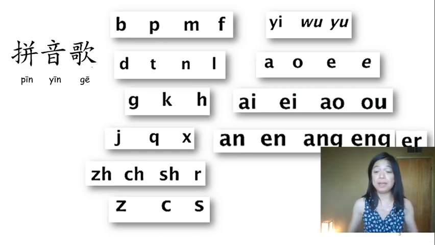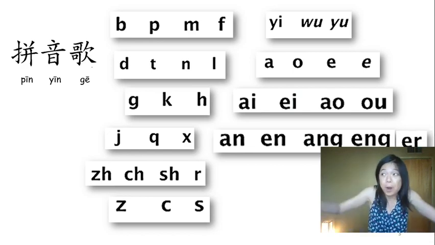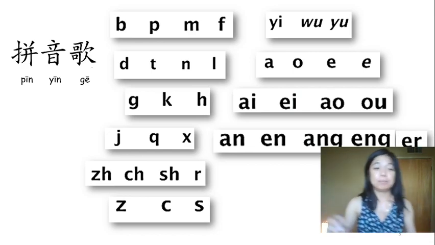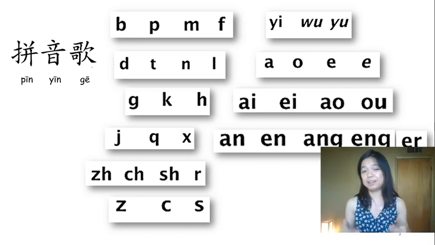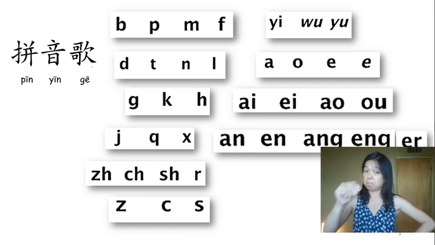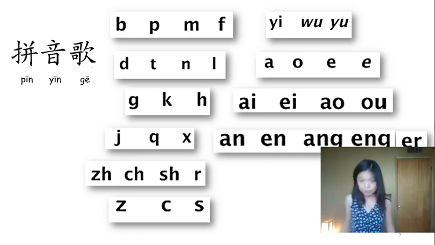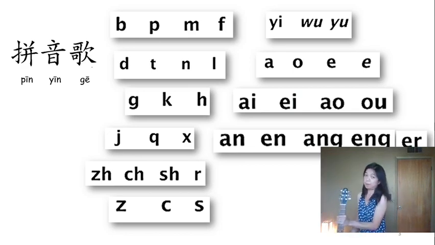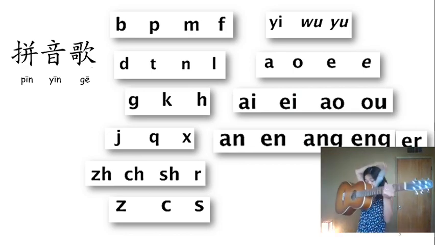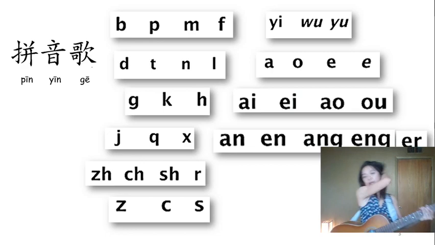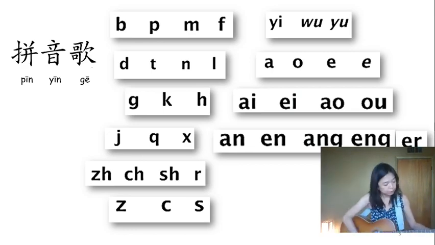我们来唱拼音歌。So now practice, and you can sing along. So let's try it again. B, P, M, F. Let's do it. Ready? Ready, ready, ready.